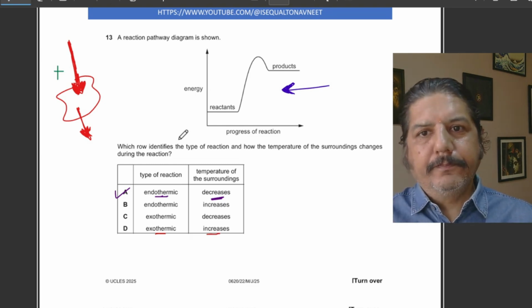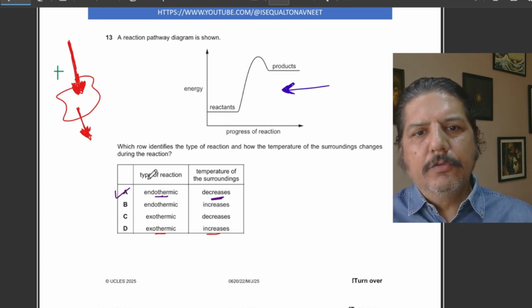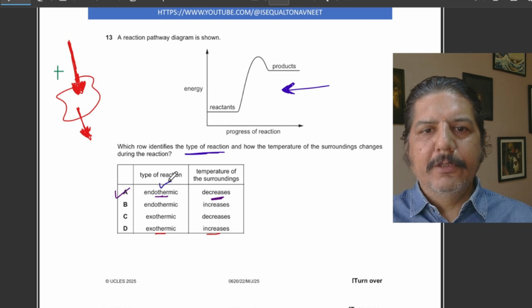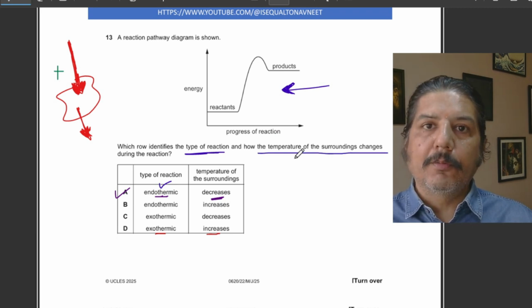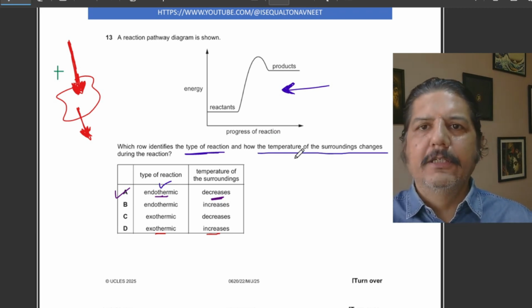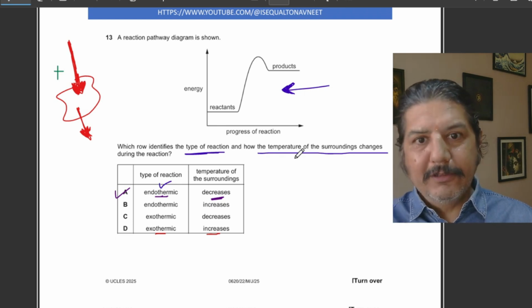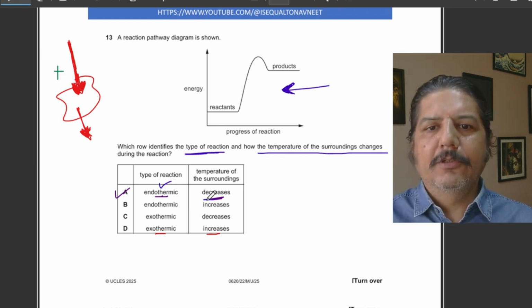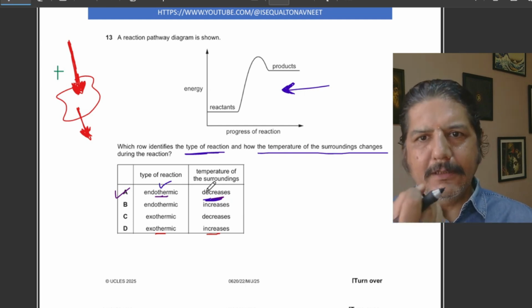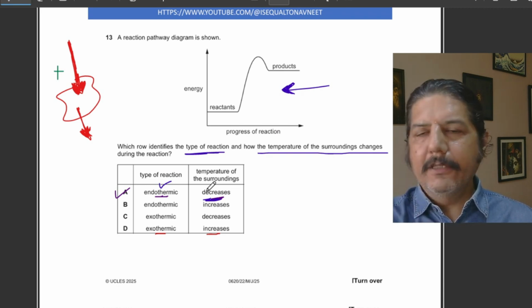When this happens, the question which is asked is which row identifies the type of reaction? Because net energy is being absorbed from the surroundings, the type of reaction would be endothermic, and how does the temperature of the surroundings change? This is the point that I'm trying to make: because the system is absorbing energy from the surroundings, the temperature of the surroundings will decrease.